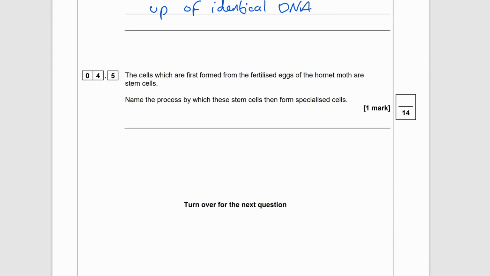4.5. The cells which are first formed from the fertilized eggs of the hornet moth are stem cells. Name the process by which these stem cells then form specialized cells. So to form a specialized cell from a stem cell, it goes through one process which is called differentiation.